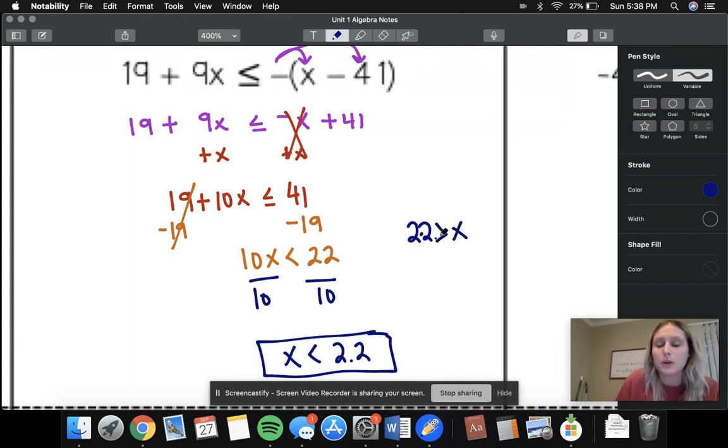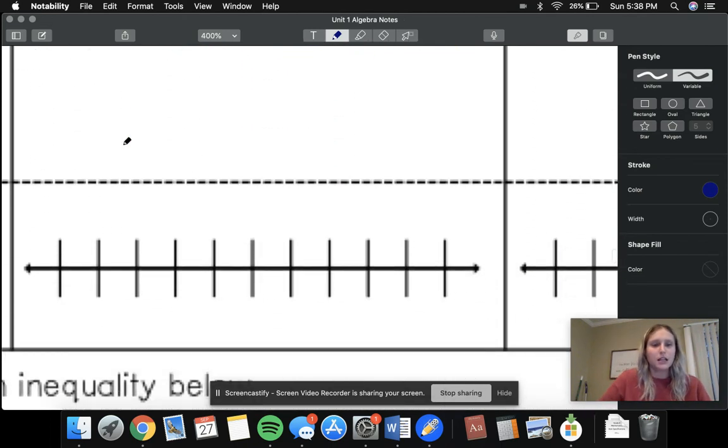That x is smaller than the 2.2. Okay, both of these are right. Me personally, I like to interpret it from left to right with the x. Just make sure that if you're flipping things around, you're keeping it consistent. So for the number line, 2.2, it is equal to 2.2, but it could also be less than, so we will shade to the left.